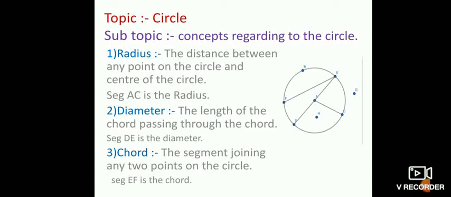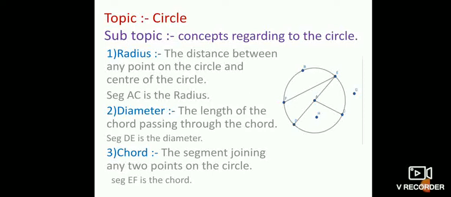What is meant by radius? The distance between any point on the circle and the center of the circle is called the radius. See in the figure, the point A is the center of the circle and C is a point on the circle, and therefore the segment AC is called the radius of the given circle.